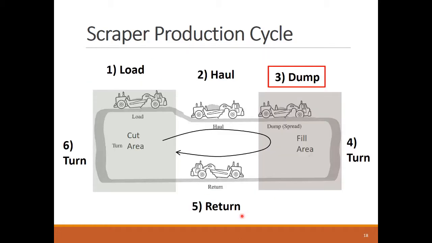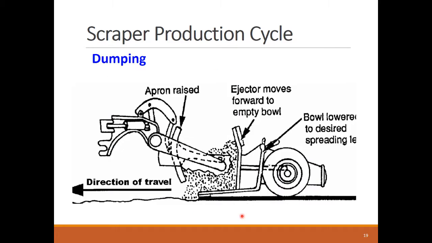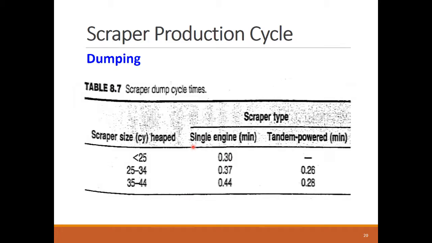Now let's see how dumping time is estimated. In dumping, the bowl is slightly lowered, the apron is raised, and the ejector moves forward to push the soil out of the bowl. This table provides the recommended dump times for different scraper sizes and power systems. Of course, we see that we need more dumping time for larger scrapers, and we can also see that less time is needed for double tandem powered scrapers due to the direct power provided to the ejector.